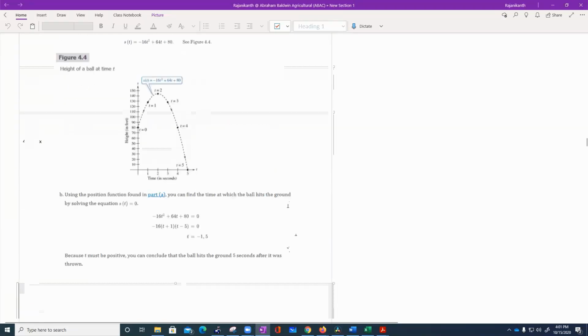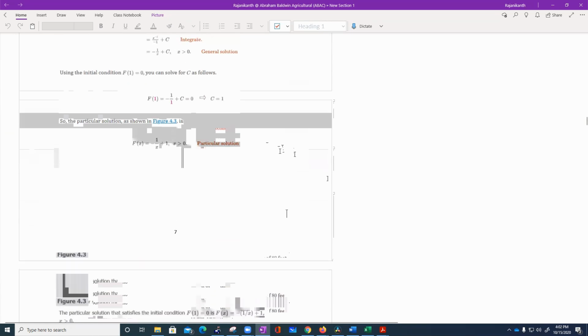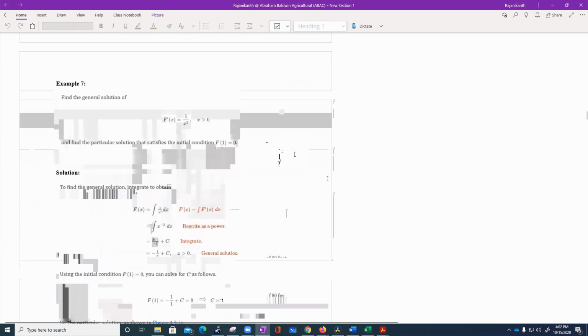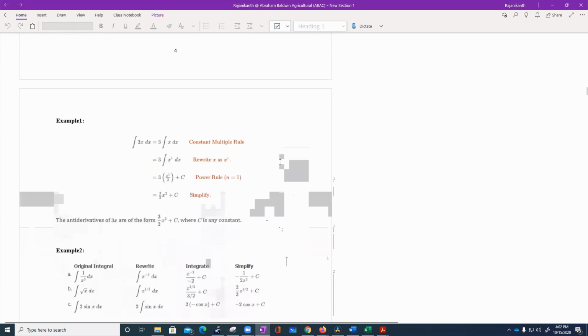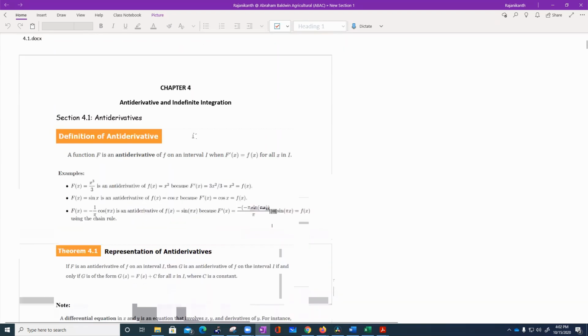So let me go over 4.1 today. If time permits, we could go for 4.2, but I'm focusing on 4.1 today. Okay, so let's look at the definition of antiderivative.